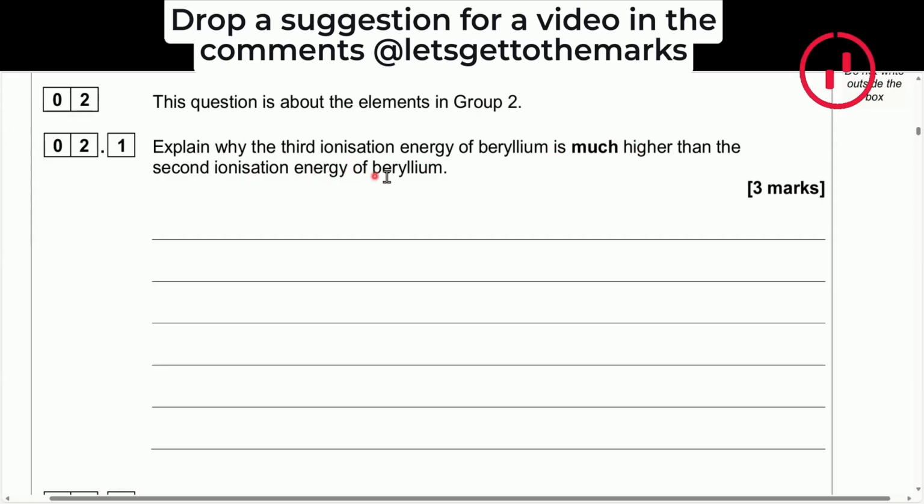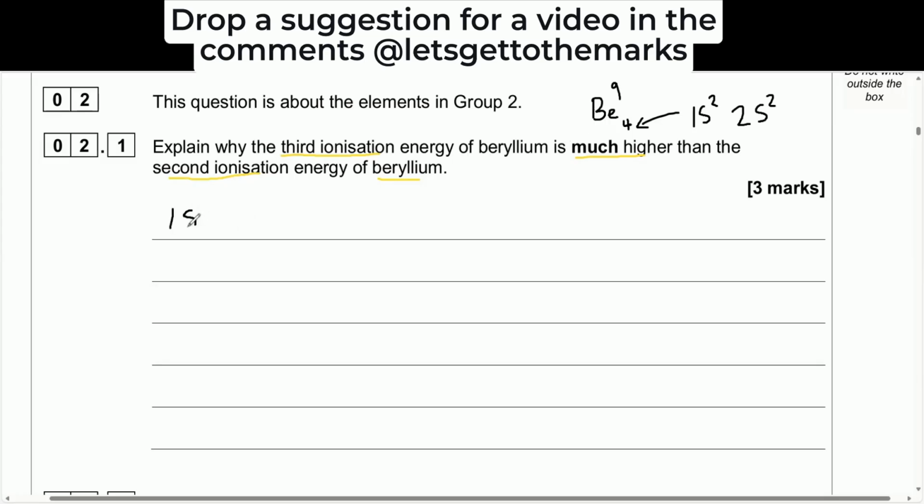Explain why the third ionization energy of beryllium is much higher than the second ionization energy of beryllium. So what we have to think about here: beryllium has the numbers 9 and 4, mass number, obviously, and atomic number is 4, so it has 4 electrons. That means we're going to have 2 in the 1s, 2 in the 2s. Obviously, when we remove those electrons, it requires energy to pull each electron out of their orbital.